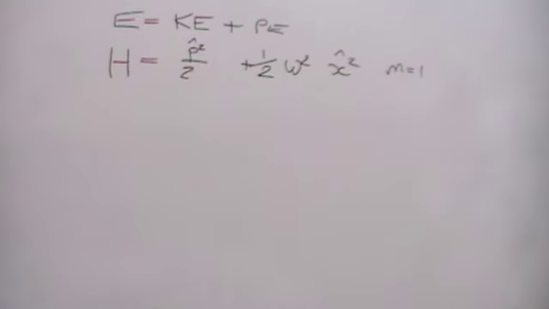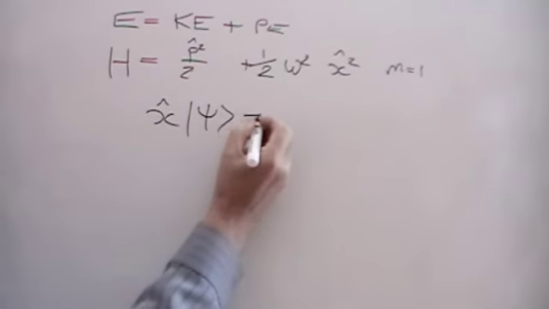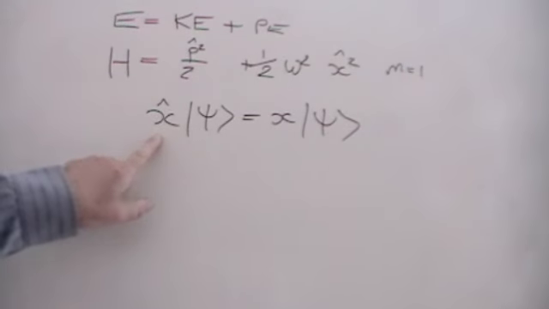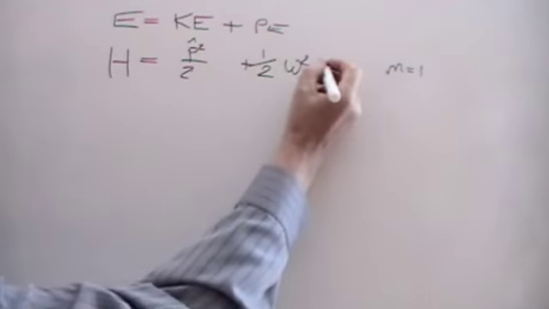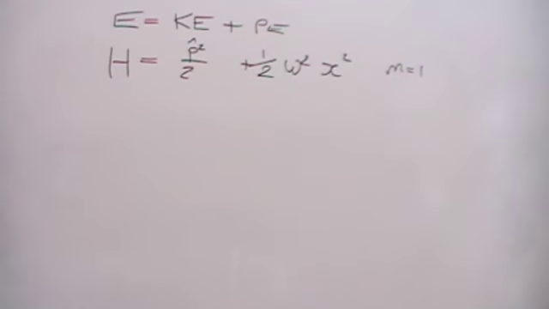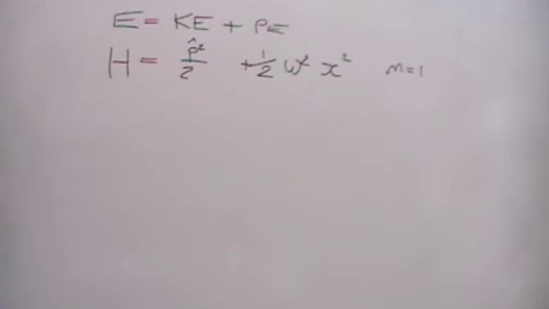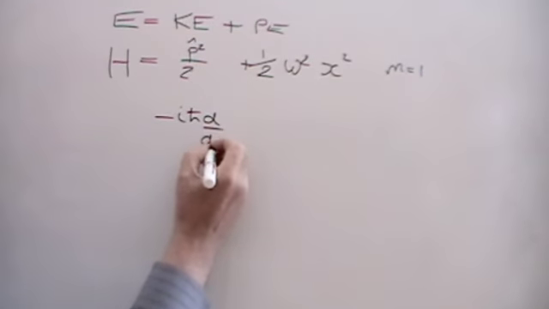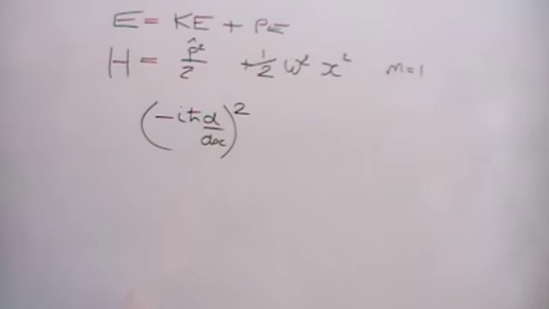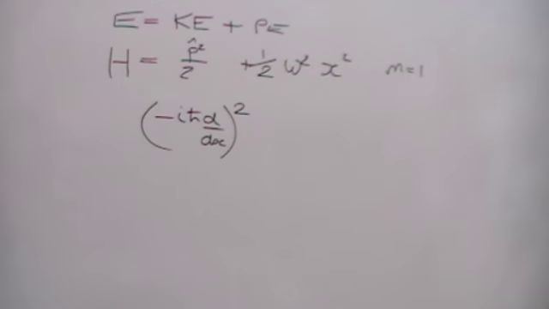But remember that the x operator, that is the whole point about the operator acting on psi, simply gives you the position times psi. That's the whole point. So the operator will give you the position, so we can replace the operator just by the position. Now we've got to look and see what this is going to amount to. Well, this of course is going to be minus i h bar d by dx all squared. That's p, the operator p we showed was minus i h bar d by dx, all squared.